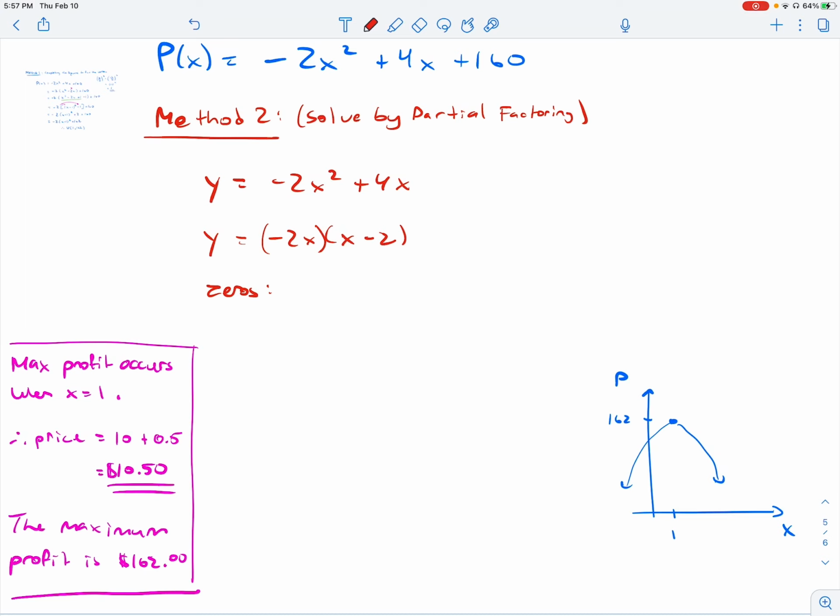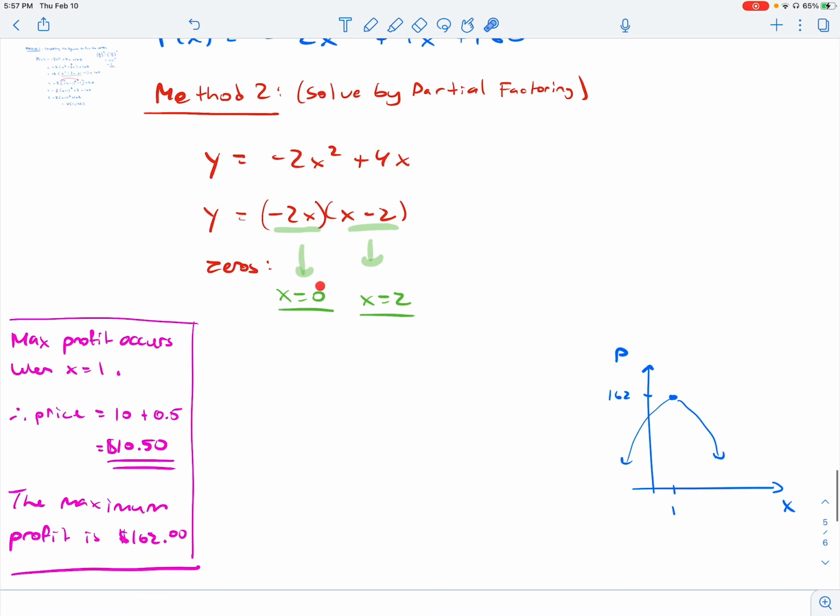The zeros for this are going to be whatever makes this bracket 0. So if x is equal to 0, that's the first one. And then the second one, x would need to equal 2. Those are the values that make this equation 0. That's why they're the x-intercepts. They're the values of x that make y 0. So if you plug 0 into here, this becomes 0, and the whole thing is 0. And we've just found an x-intercept.